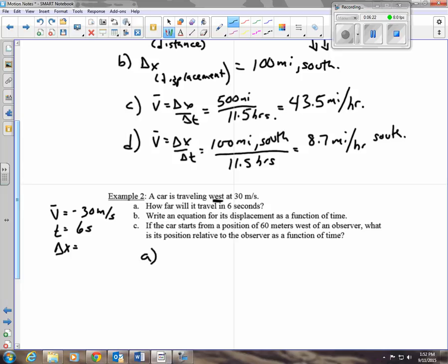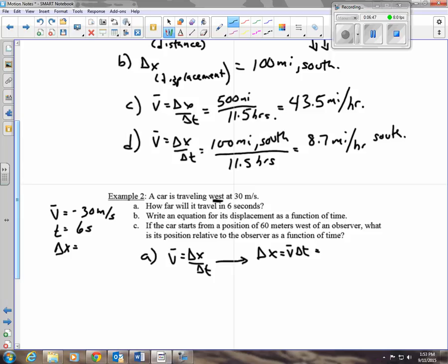Now, part A, how far will it travel? So if I start with this equation, I could plug the numbers in right now and then do the algebra, but I'm going to do the algebra first. I'm trying to find delta x, so I want to get that by itself. So I would have to multiply both sides by the delta t, and then the x would be by itself. I have to cross multiply. So delta x is v times delta t.